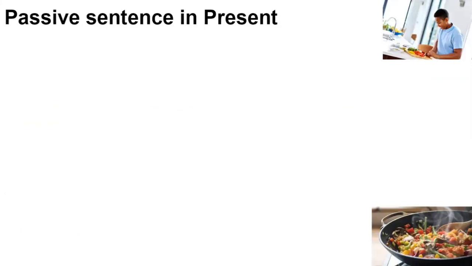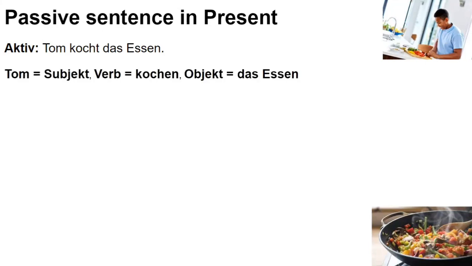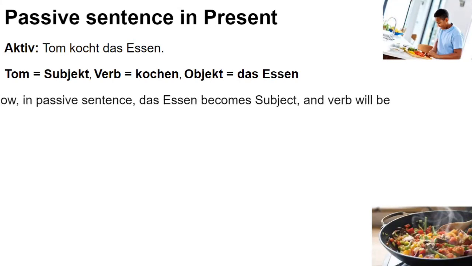Now, we have passive sentence in present form. So, we have now Passivsätze in present. Aktiv. Tom kocht das Essen. So here, Tom, das ist Subjekt. Kochen, das ist Verb. Und das Essen, das ist Objekt.